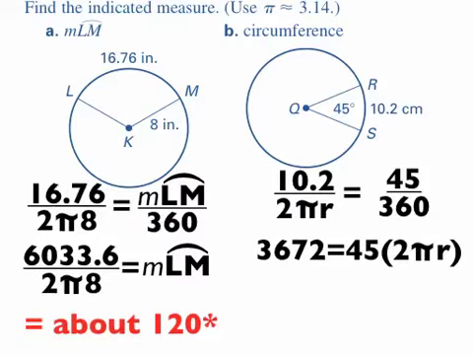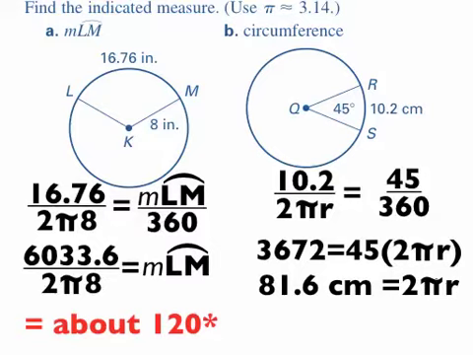This asks us to find the circumference. Notice that in the parentheses I have 2 times pi times radius. Well, 2 times pi times radius will give me the circumference. So in order to find the circumference, I am only going to divide both sides by 45, because that will get the circumference, 2 times pi times radius, alone on one side by itself. So I can say that because 81.6 centimeters would be equal to 2 times pi times radius, the circumference is 81.6 centimeters.